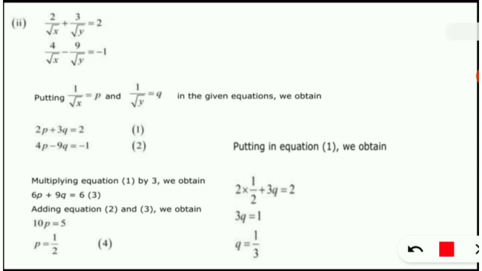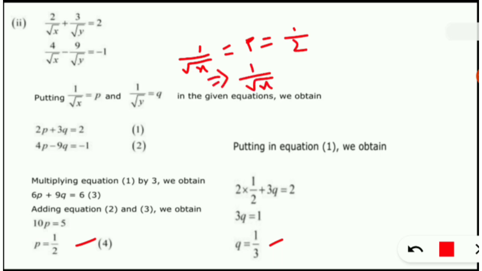Now students, we get p equals 1/2 and q equals 1/3. At first we take 1 by root x equals p, that means 1/2. Clear? So 1 by under root of x equals 1/2. Squaring both sides, that means 1 by x equals 1/4. So x equals 4.